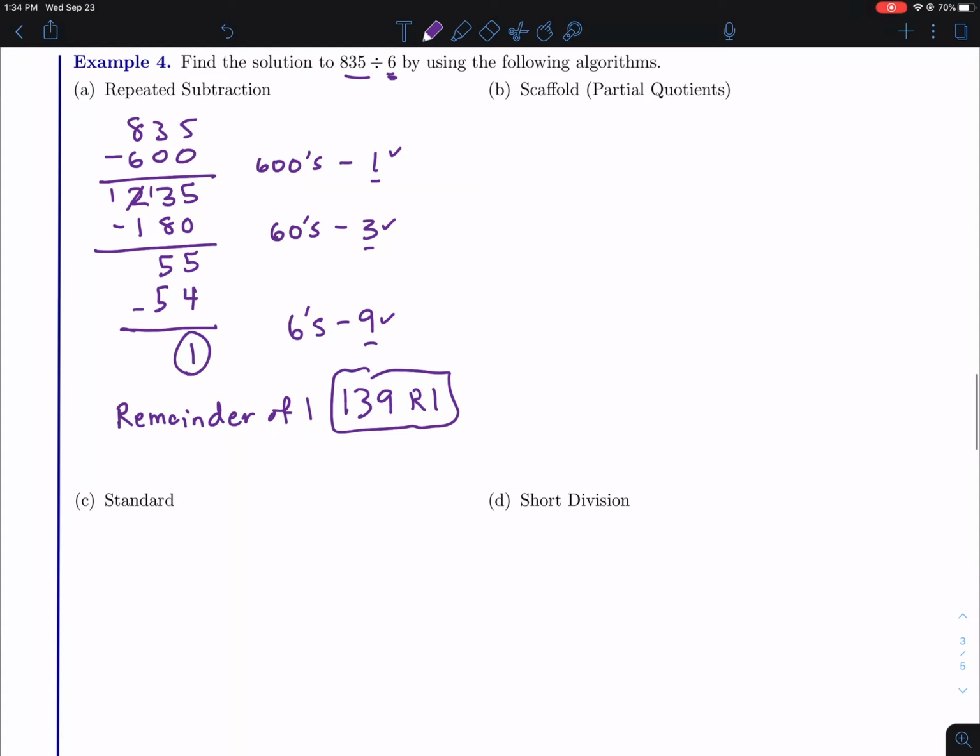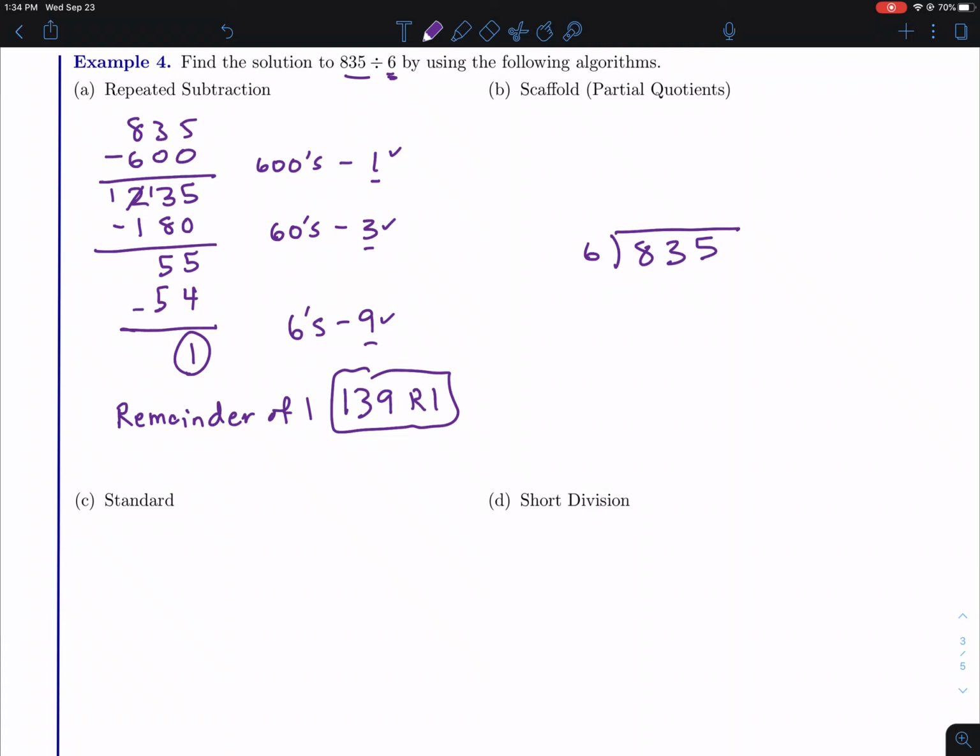All right. So scaffolding, again, we're going to set this up so it looks like a regular division, but what you want to do is leave some room at the top in this case. So instead of writing the division up at the top like this, I'm going to write it kind of in the middle of the paper.